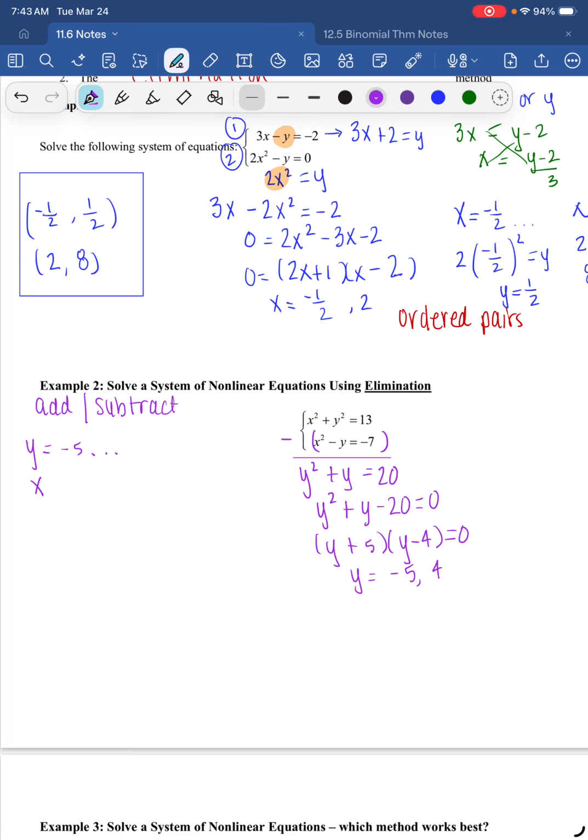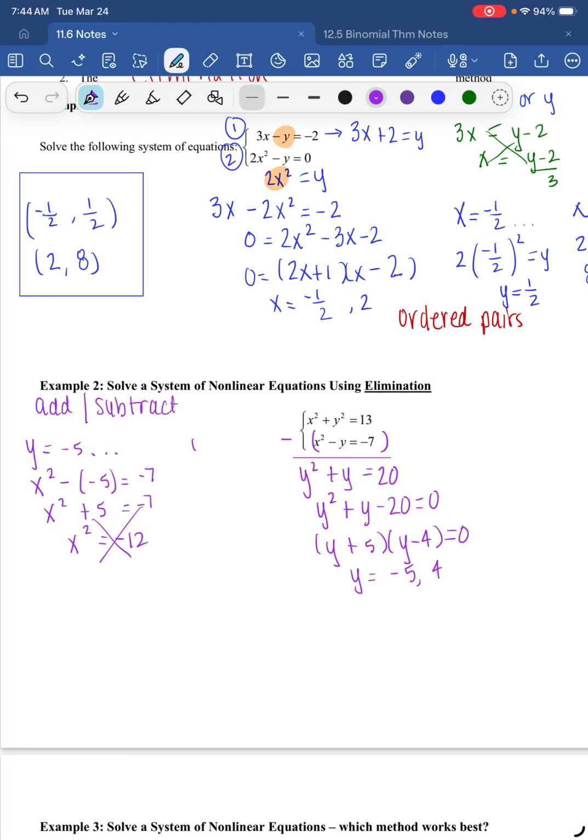So it's going to be x squared minus negative 5, and that's going to equal negative 7. So you get x squared equals negative 12, and that's not possible. So negative 5 is not a viable answer for y. So that would be imaginary. You can't square a number and get a negative solution.